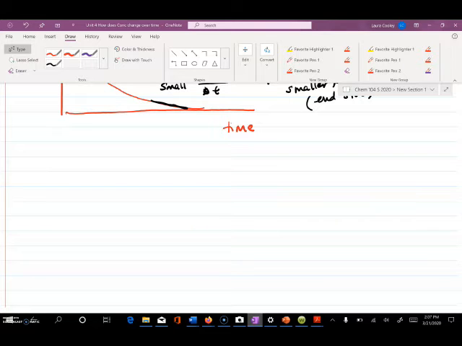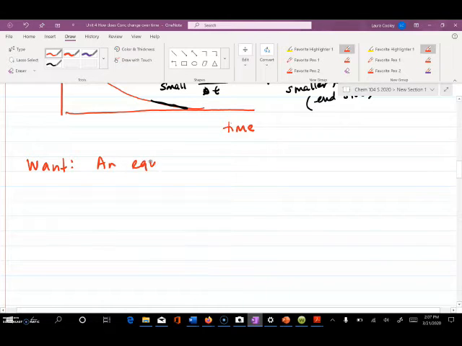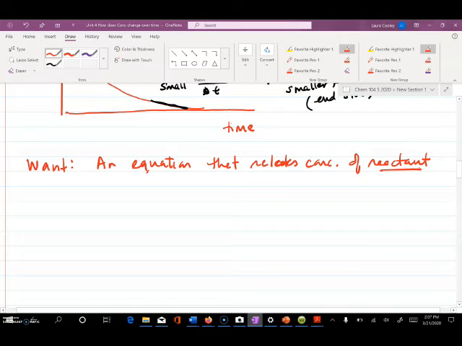There's a problem. So what we really want here is an equation that relates concentration of reactants. In this case, like I said, we're doing first order, so there is really only one reactant. We want an equation that relates concentration of reactant to time. But in order to get this, we need to use calculus.